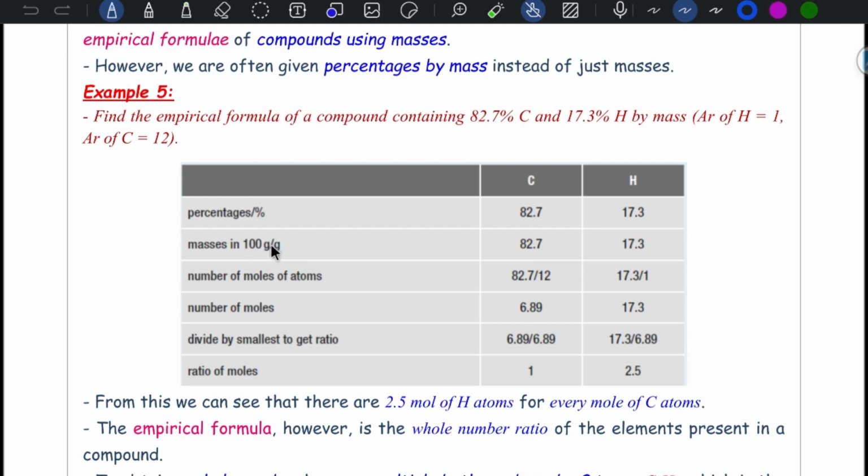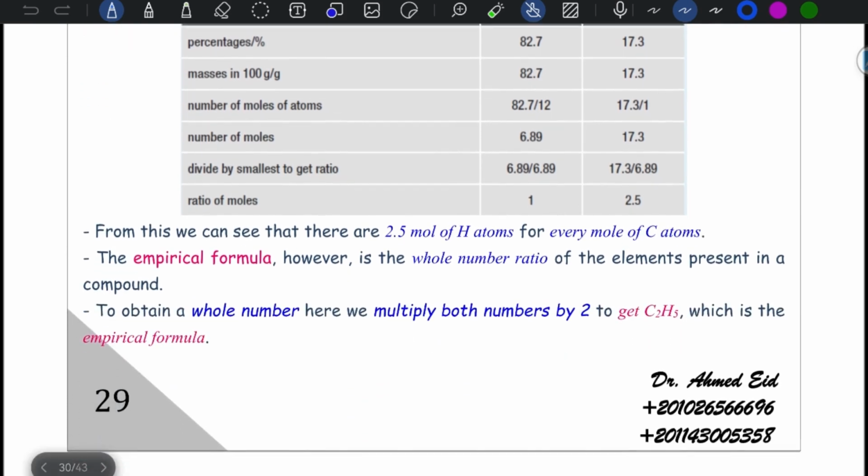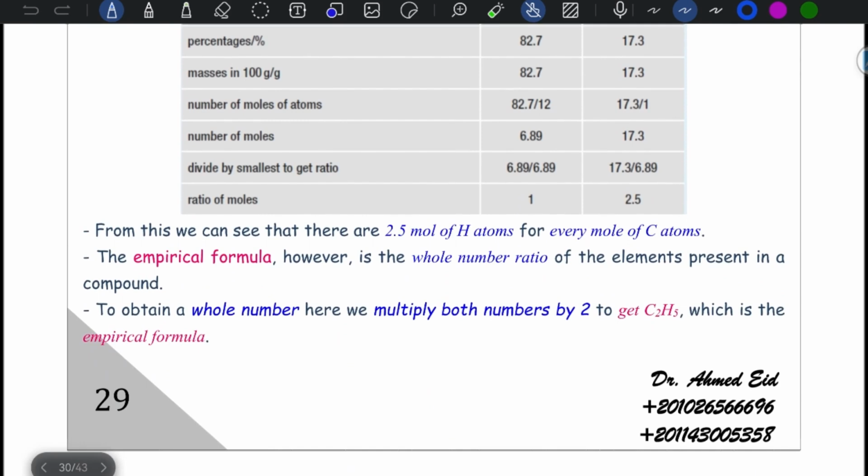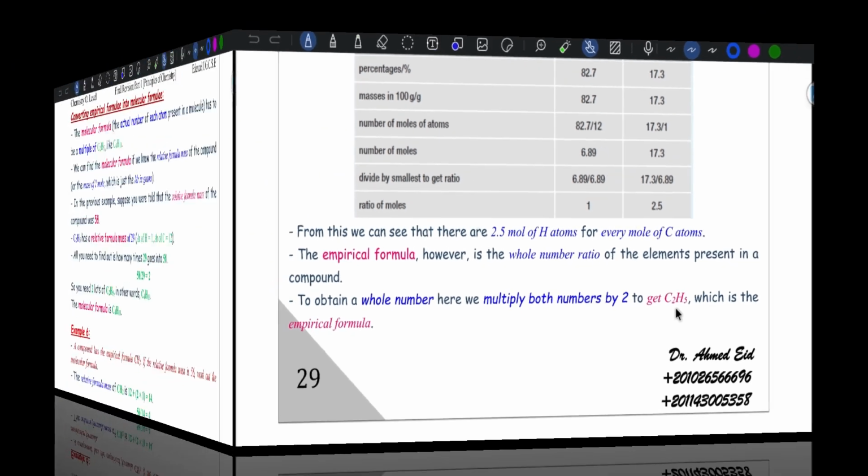You just suppose that the mass is 100 gram, then divide by Ar for each one and divide by the smallest. But now we get 1 and 2.5 for hydrogen. 2.5 is not acceptable, so you have to multiply both of them by 2. So we have 2.5 more hydrogen atoms to every carbon atom. The empirical formula must be a whole number ratio, so we have to multiply by 2. You will get C2H5, which is considered as the empirical formula.